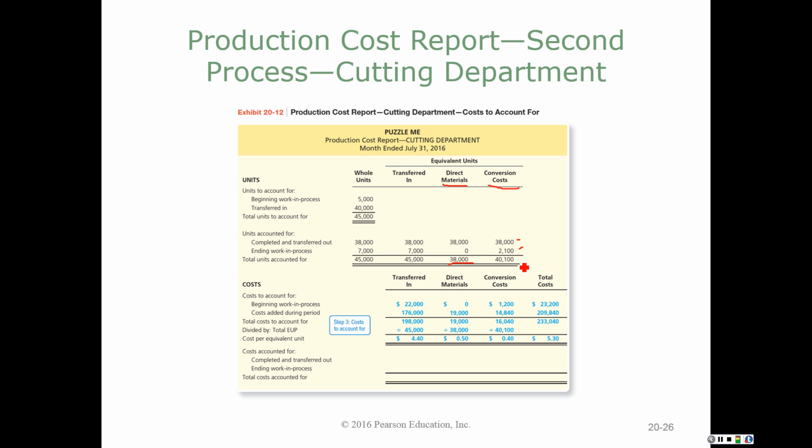So I need these numbers to be able to determine cost per unit. First we track units, then we track cost. Okay, so remember we had the 233,000 in cost. We knew which category each one of those were a part of, but we need to know out of that 233,000 how much is in work in process and how much is cost that was added during the period.